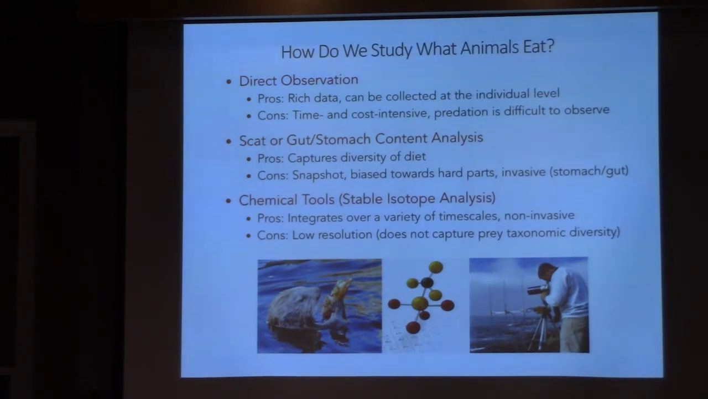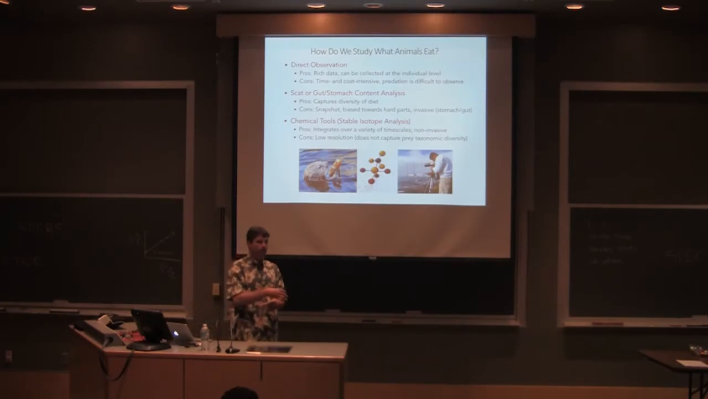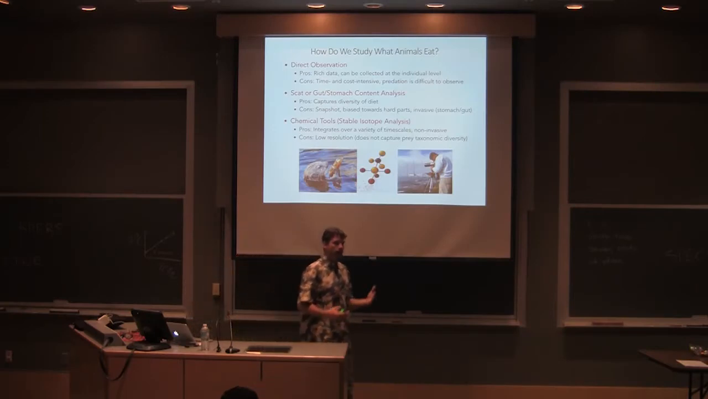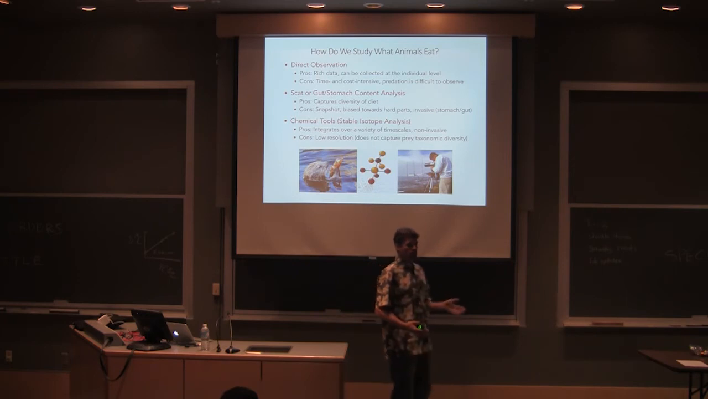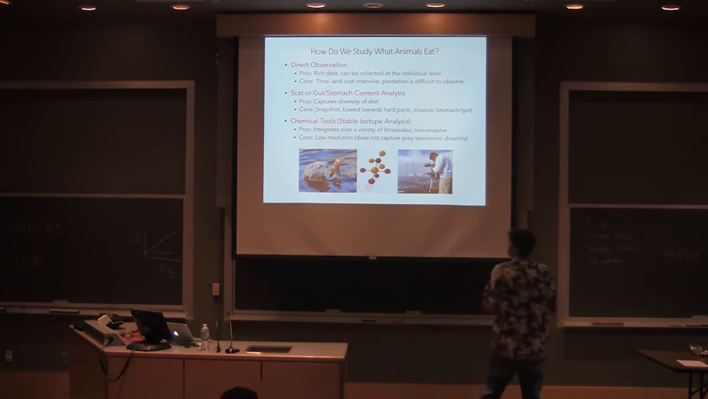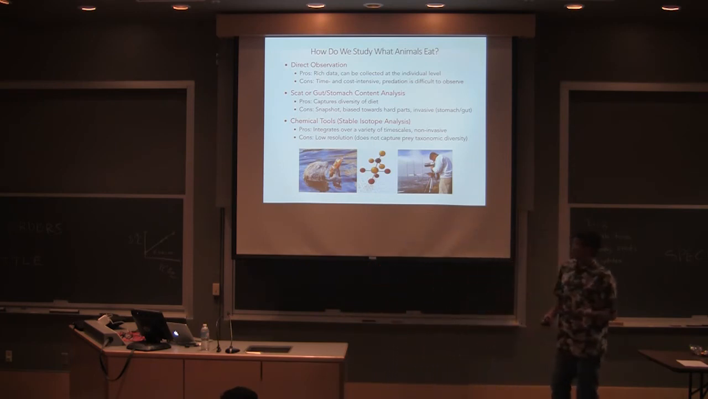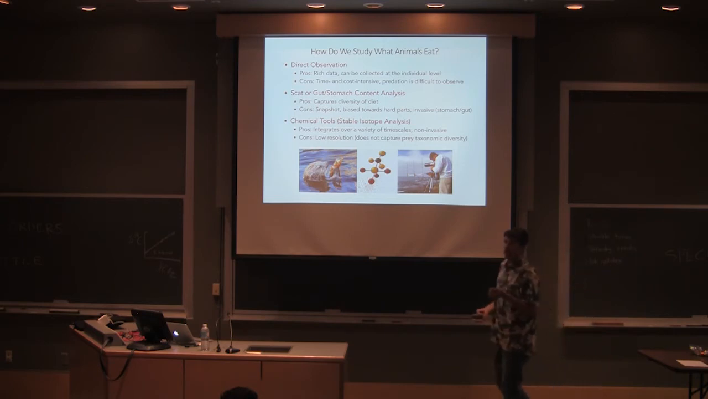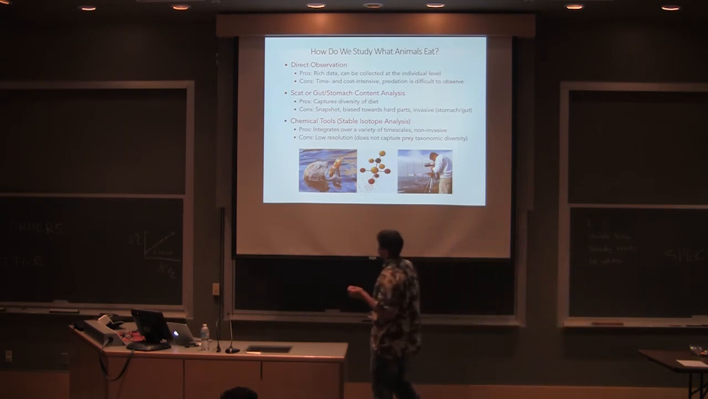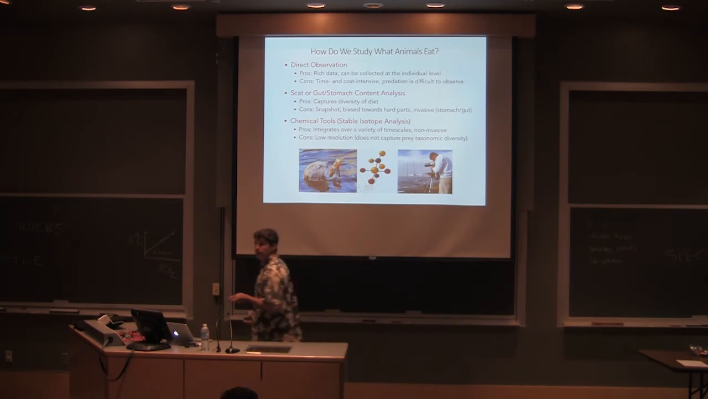And the pros are that it integrates over a variety of timescales, like Turi mentioned, depending on what kind of tissue you look at, whether you're looking at bone collagen, or tooth enamel, or breath, or liver, or muscle, or blood. All these different tissues in your body integrate ecological information over a variety of timescales, okay? The cons is that it's pretty low resolution. It does not capture prey taxonomic diversity, okay? Unless you're really, really lucky.